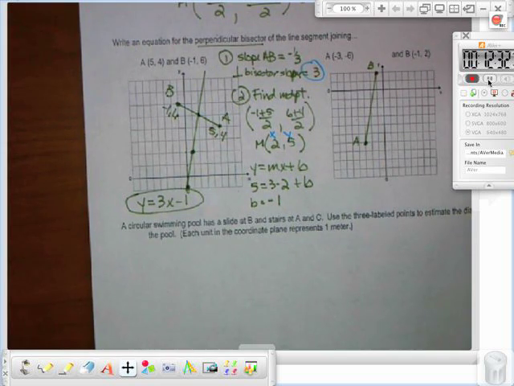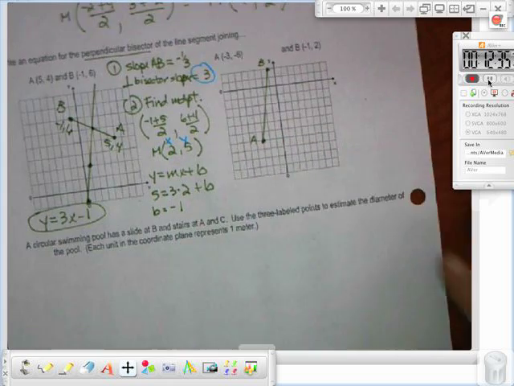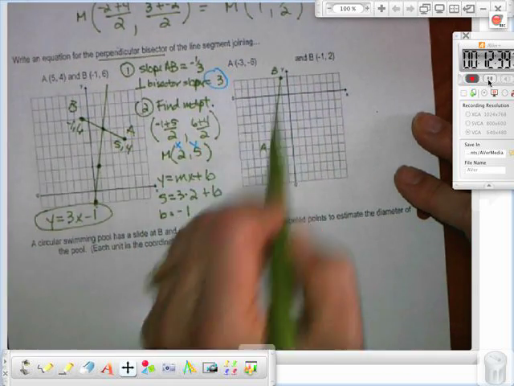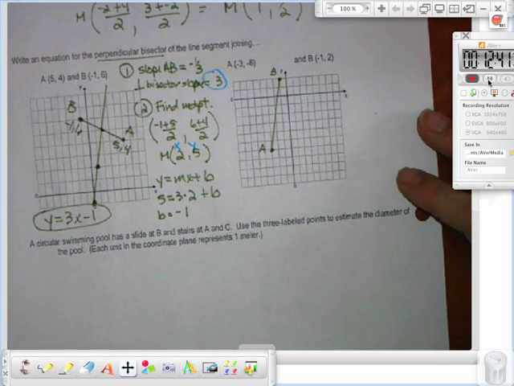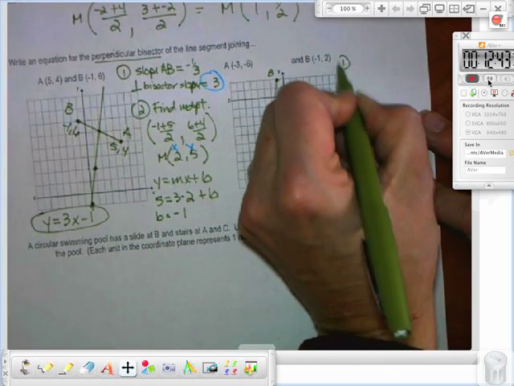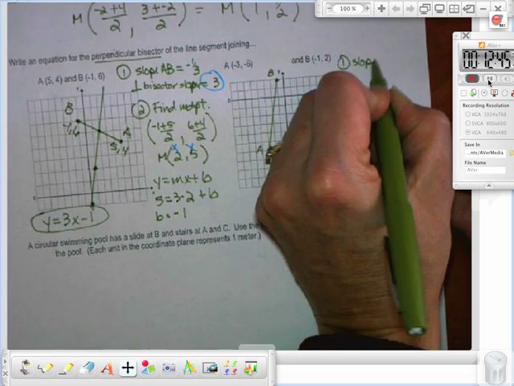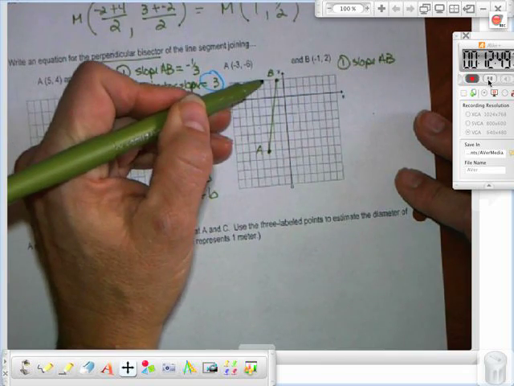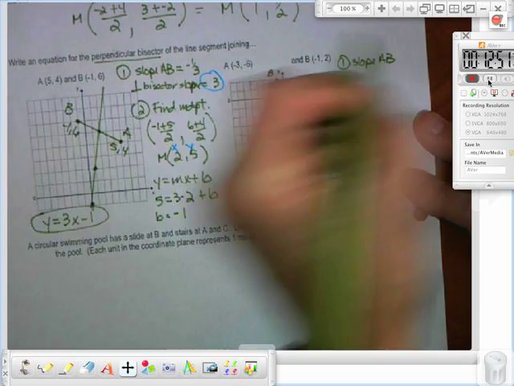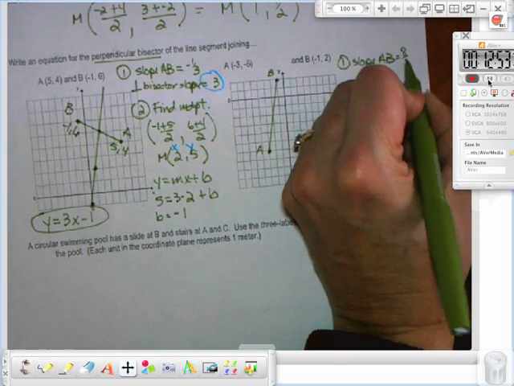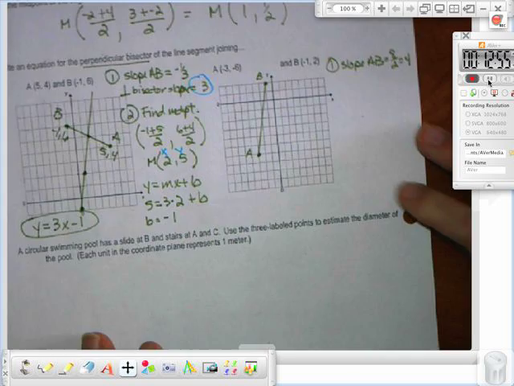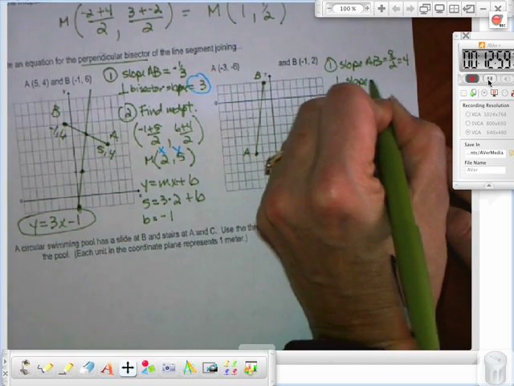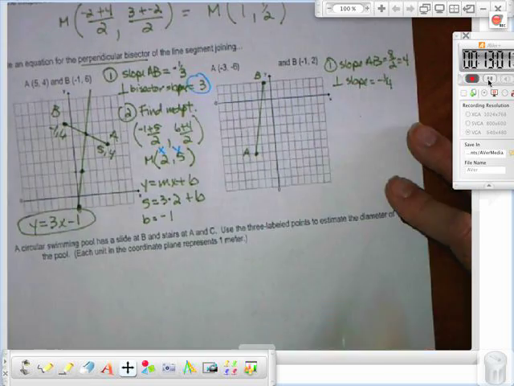All right, let's do it one more time. So we're going to do it a little quicker. I plotted A and B, so you can go ahead and take a second to do that. The first thing I need is the slope of AB, and I would just count. It's up 8 over 2, rise over run, 8 over 2, which equals 4. So that means that my perpendicular slope will equal negative 1/4.